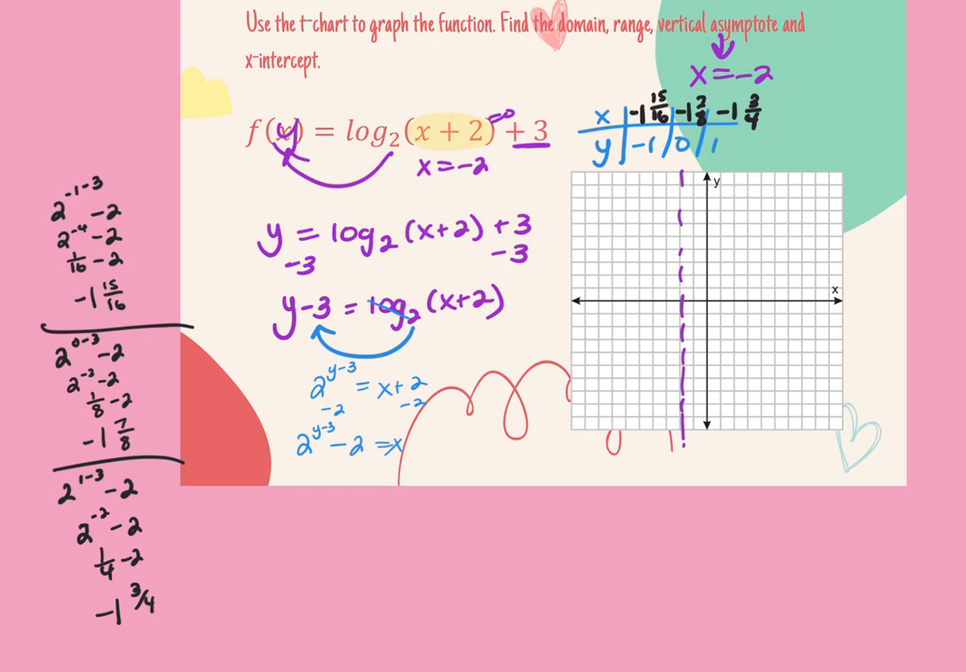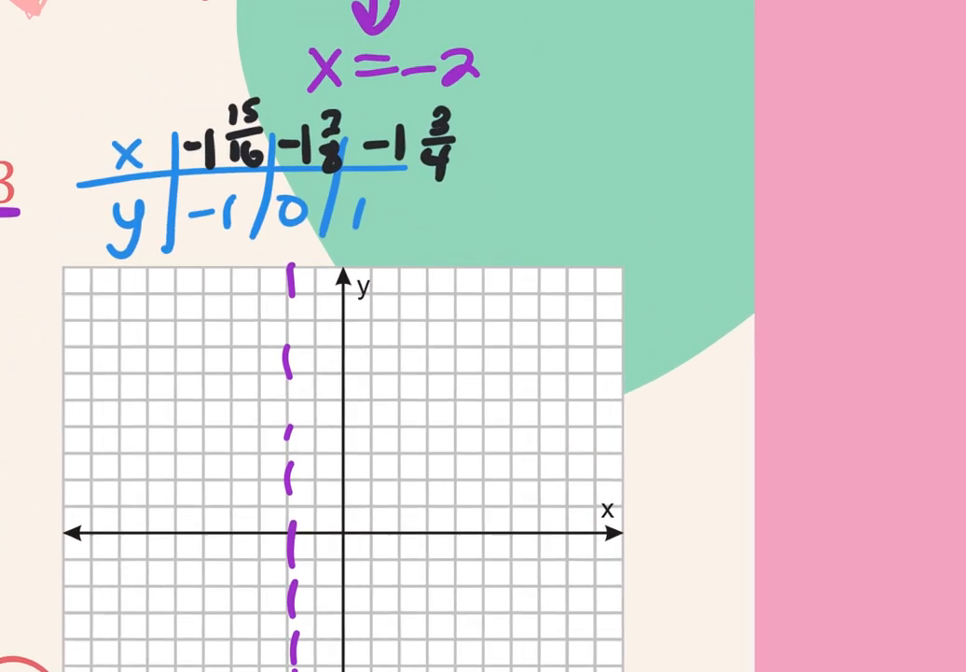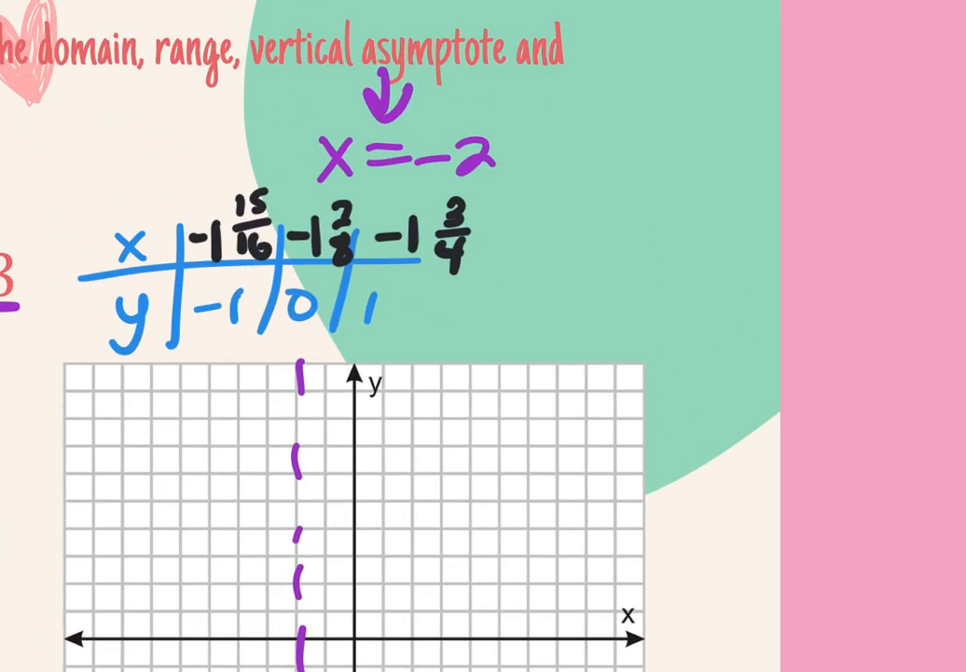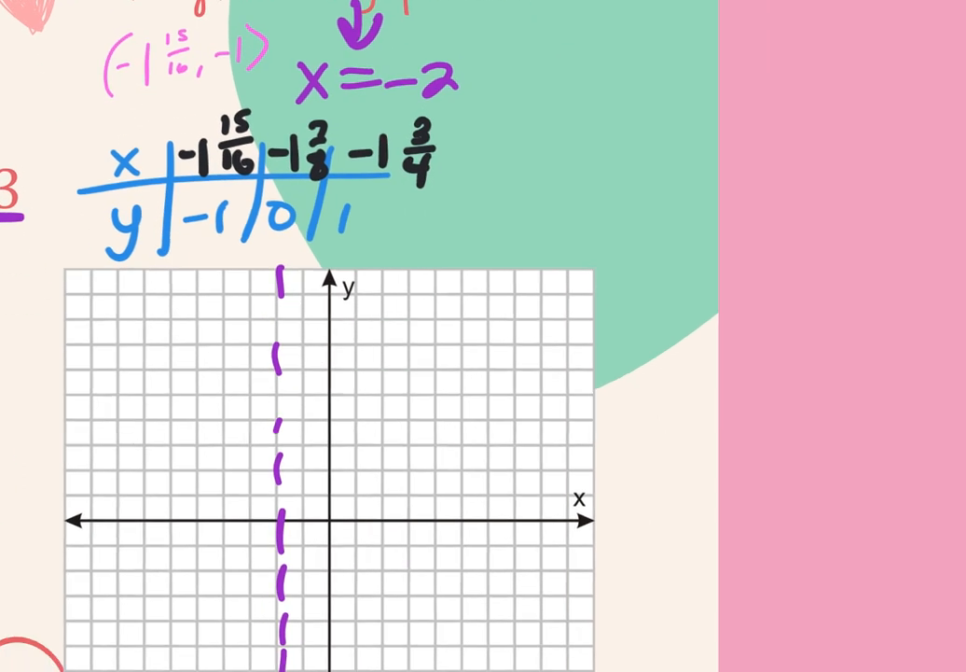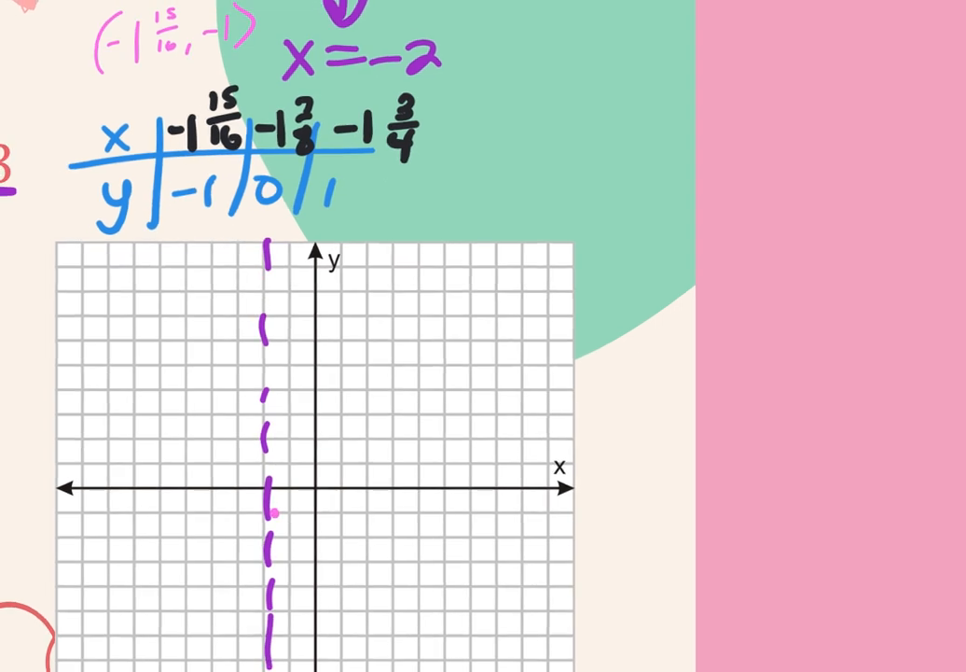Then you go to the graph and you plot these coordinate points. Be careful and make sure you don't switch up your x's and your y's. The x is -1 and 15/16 and -1. So -1, 15/16 is really close to my asymptote, down 1. A little bit further from that asymptote, I'm at 0. A little bit further from that asymptote, I'm at 1.